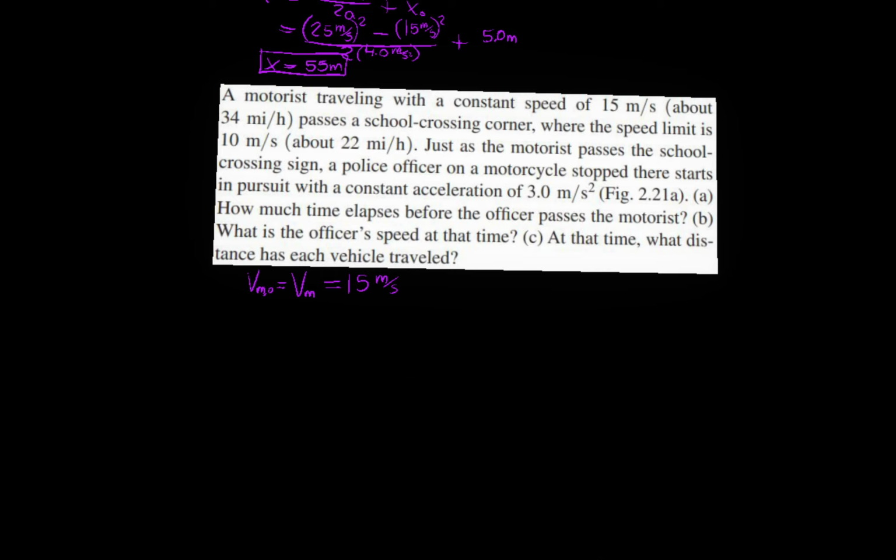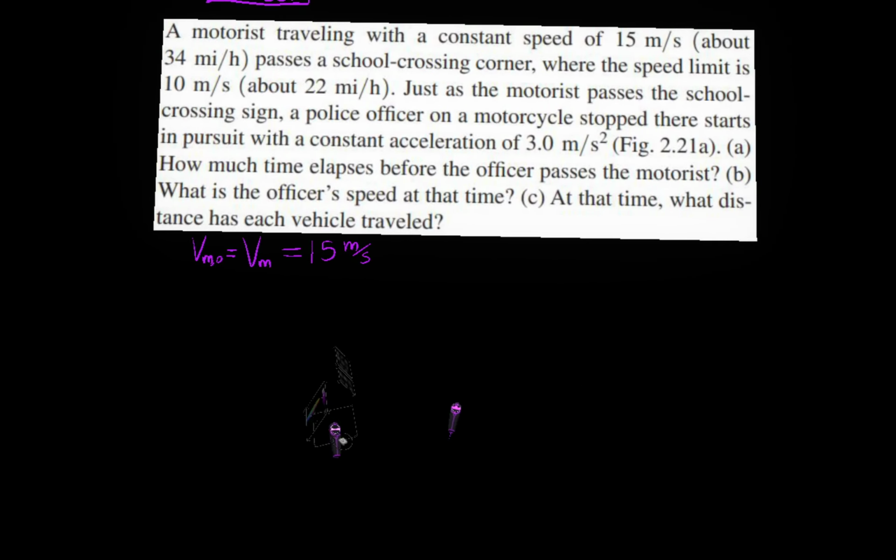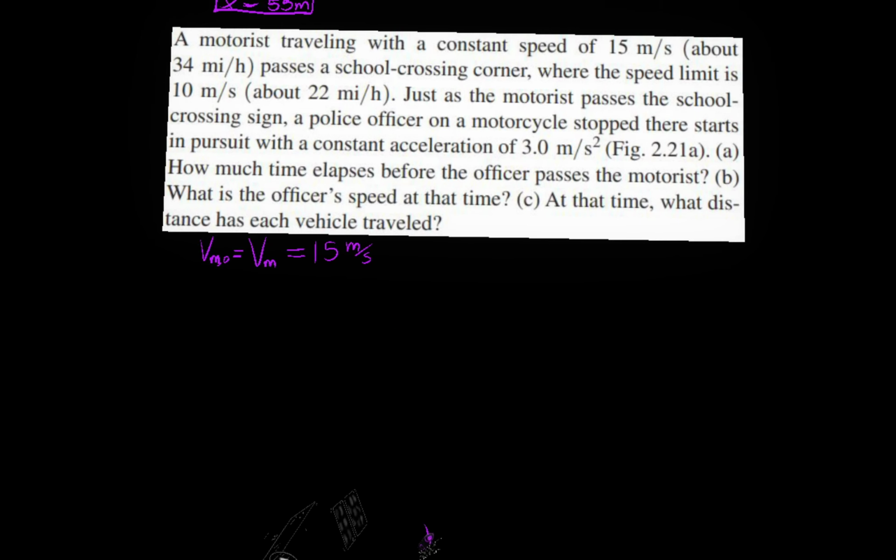He passes a school crossing corner where the speed limit is 10 meters per second. So he is speeding. Just as the motorist passes the school crossing sign, a police officer on a motorcycle who is stopped there starts in pursuit. So we have another moving vehicle. We have a police officer on a motorcycle. We're going to shorten that to P for police.